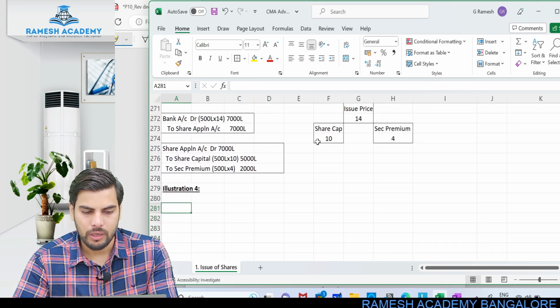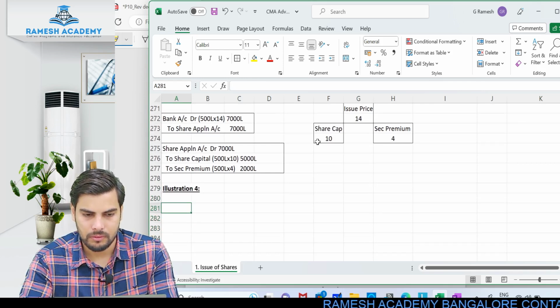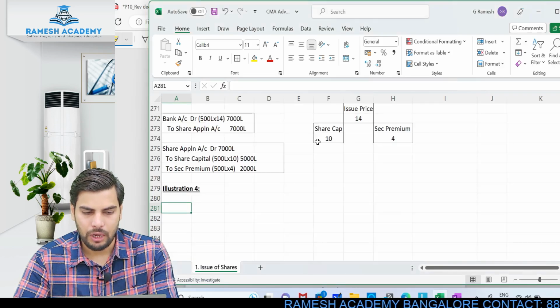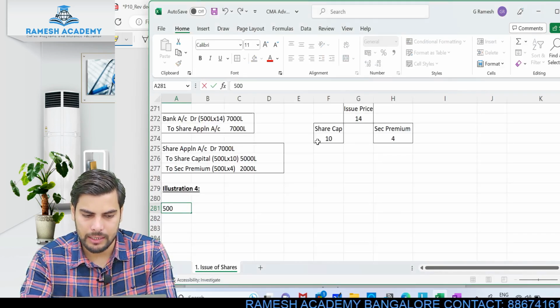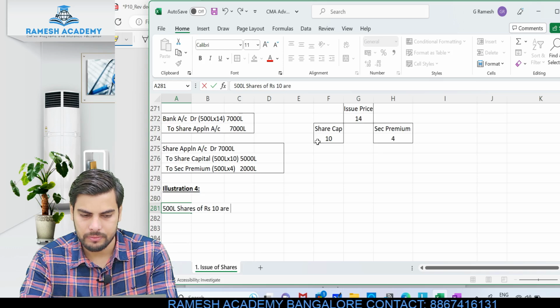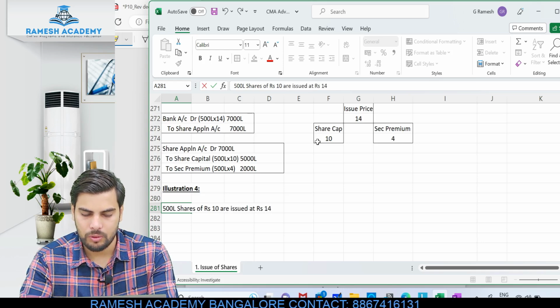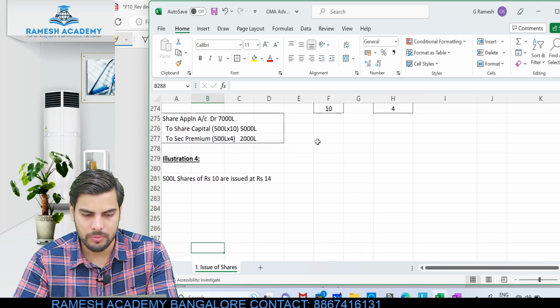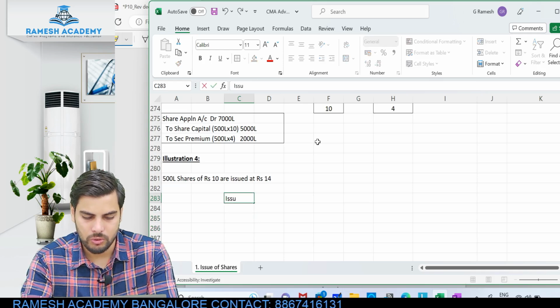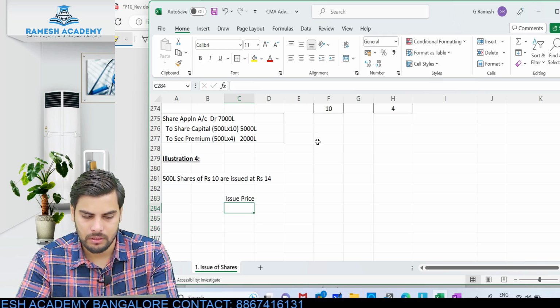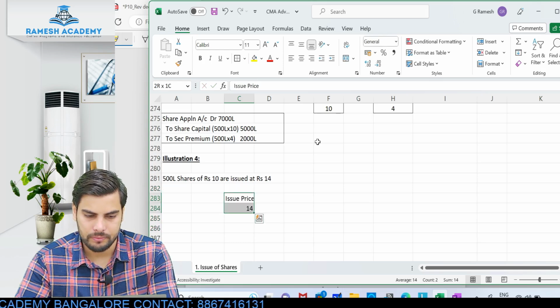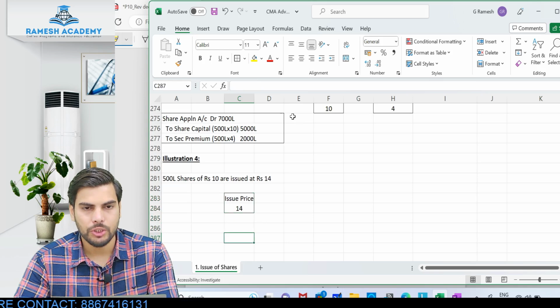Okay, so here, how many shares are issued? 500 lakh shares of rupees 10 are issued at 14. So 4 rupees will be premium. So how much is the securities premium in this case? So issue price is 14.